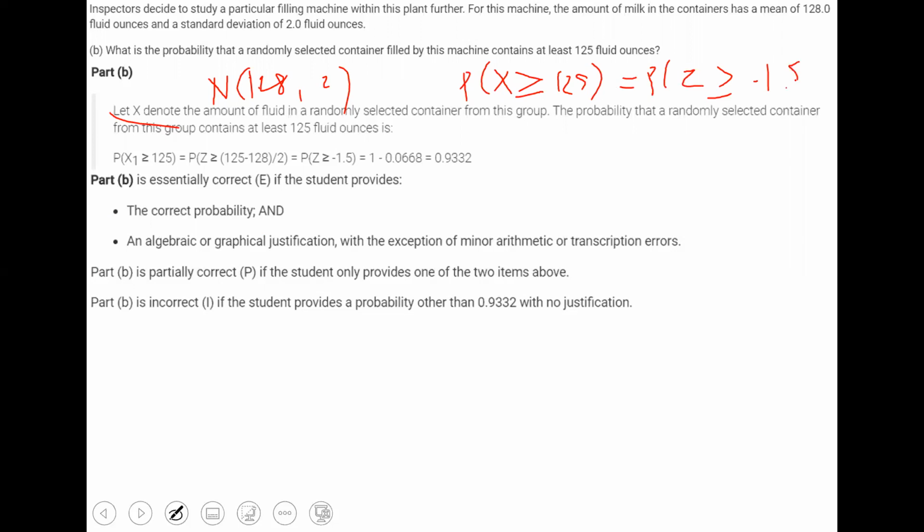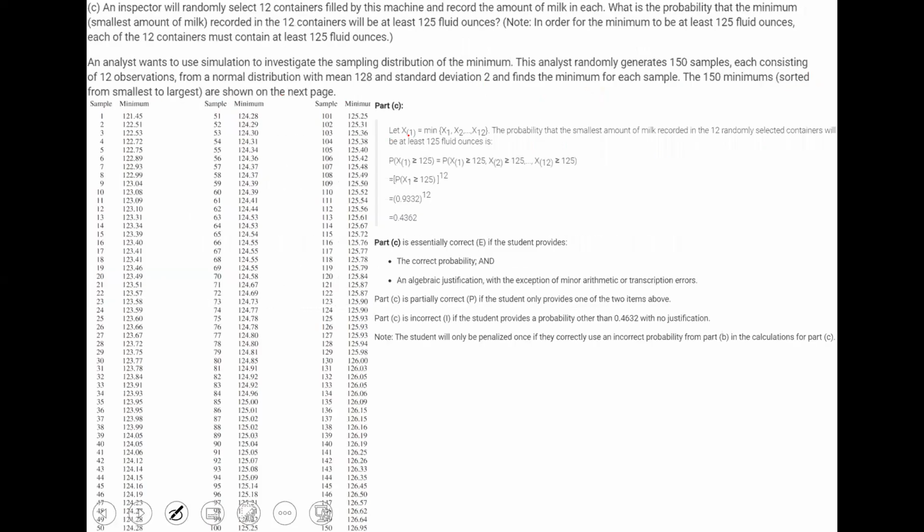Z-score is this. So we do 1 minus that, 0.0668, which is 0.9332. The reason we do that is the step that's missing is this: 1 minus, okay? So 93.32%.